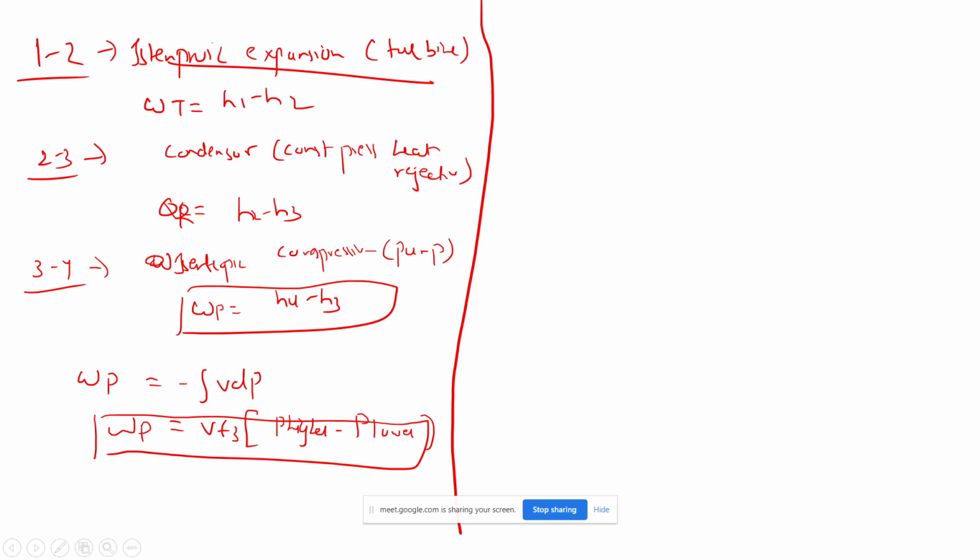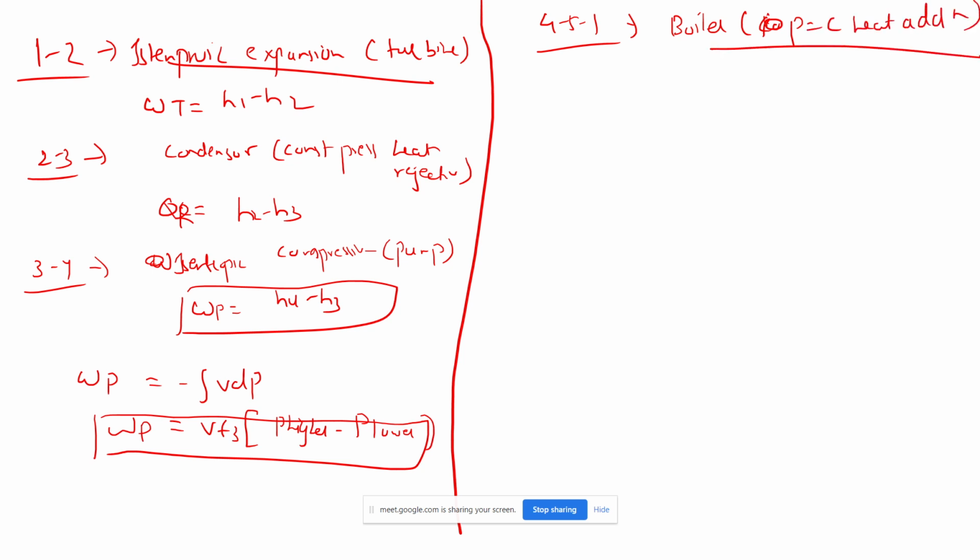Okay, for process 4-5-1, it is the boiler. Directly writing P equals C, constant pressure heat addition will take place, and Q supplied. What will be the Q supplied? h1 minus h4. So anyone was having doubt in this?